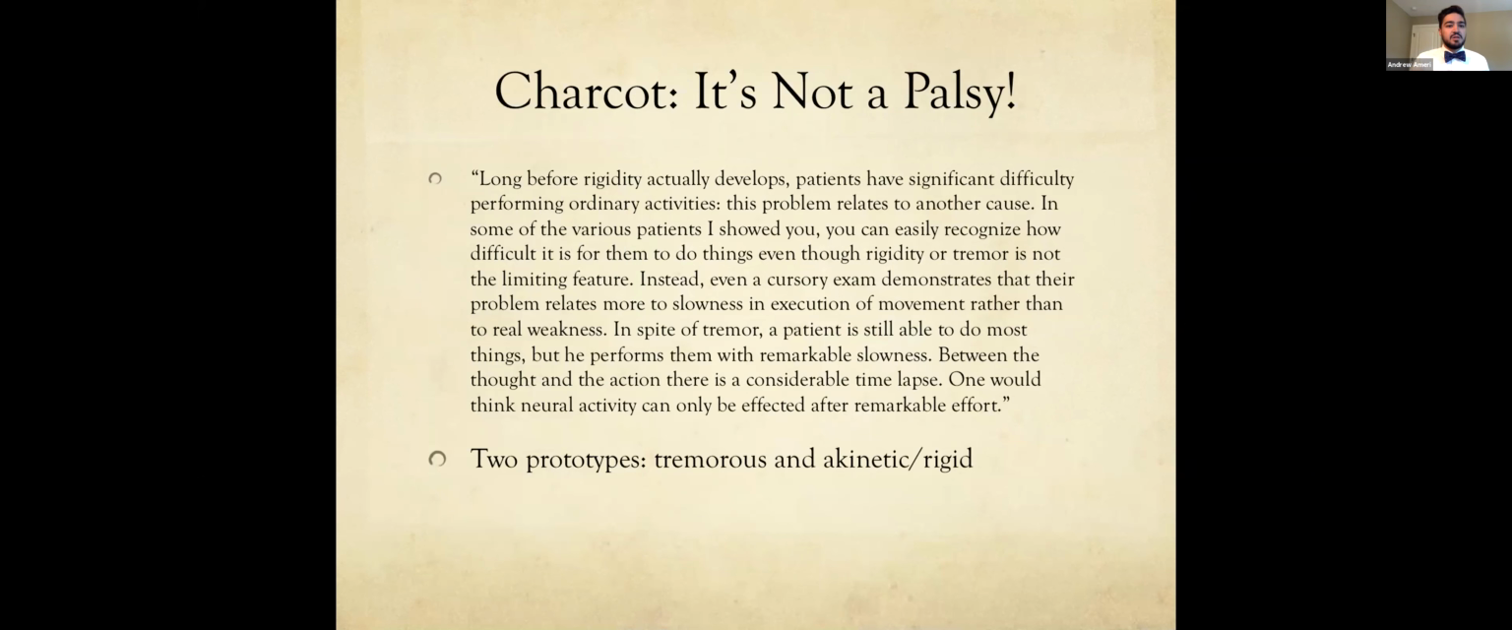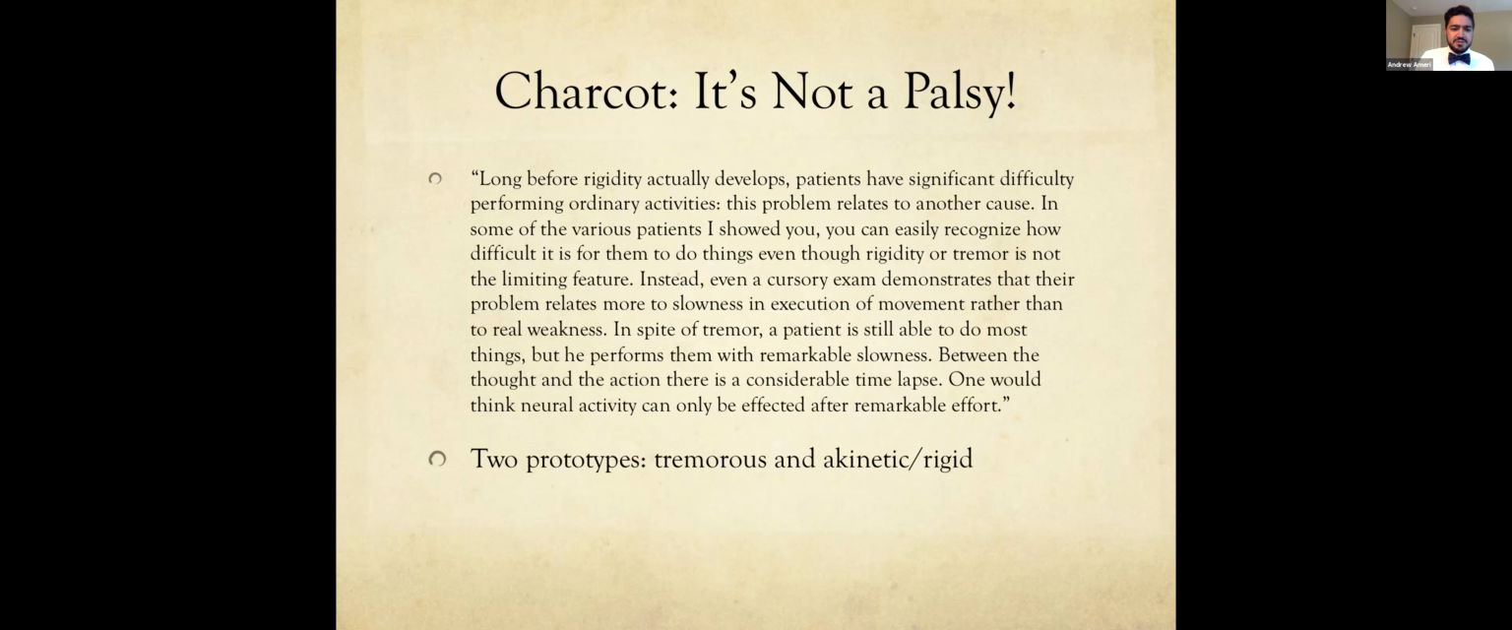from him. "Long before rigidity actually develops, patients have significant difficulty performing ordinary activities. This problem relates to another cause. In some of the various patients I showed you, you can easily recognize how difficult it is for them to do things even though rigidity or tremor is not the limiting feature. Instead, even a cursory exam demonstrates that their problem relates more to slowness in execution of movement rather than to real weakness. In spite of tremor, a patient is still able to do most things, but he performs them with remarkable slowness. Between the thought and the action, there's a considerable time lapse. One would think neural activity can only be effected after remarkable effort."